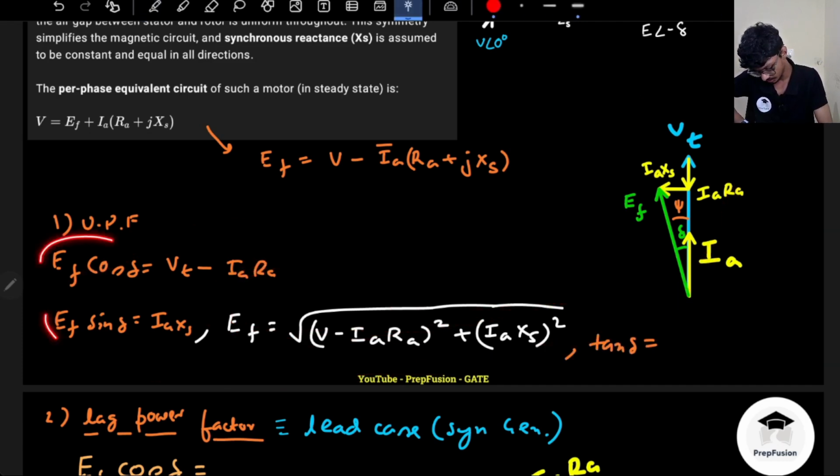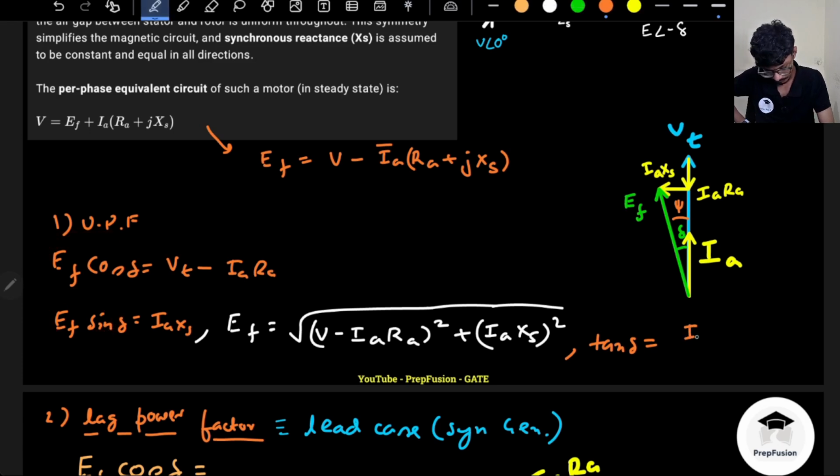So what will be tan delta? Just take the ratio of these two, right? It will be IA Xs divided by Vt minus IA Ra.